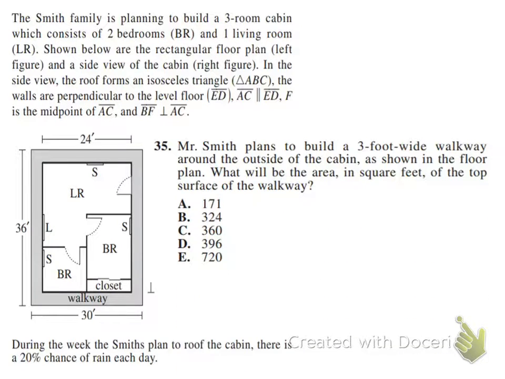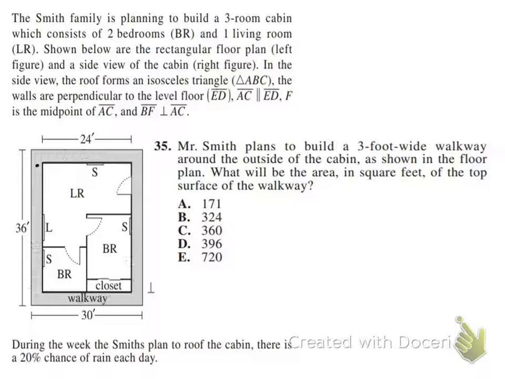Here's the first question. Mr. Smith plans to build a 3-foot walkway around the outside of this cabin, as shown in the floor plan. What will be the area in square feet of the top surface of the walkway? Okay, what they're asking us is, and they even shaded it for us, which is nice, right? They want us to find the area of this shaded region that's all the way around the outside of it. Okay? That's what they're asking.